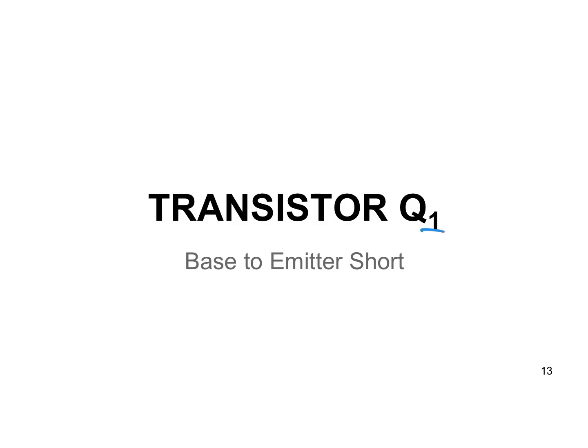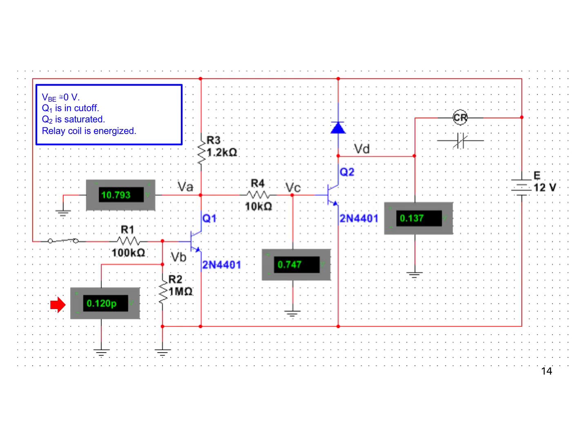Transistor Q1, base to emitter short. So this is the base, and then this is the emitter, like that, and we're saying it's shorted. Now look at this. This is showing picovolts. Now this is an 80s Multisim for this, so it's a software simulator. It's generally actually quite good. But in the real world, your meter's not going to go that low. A typical multimeter will not go down that low.